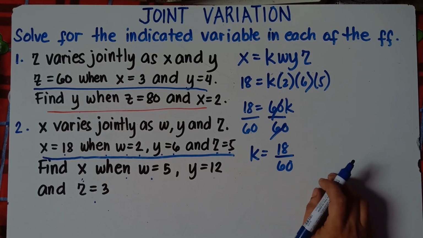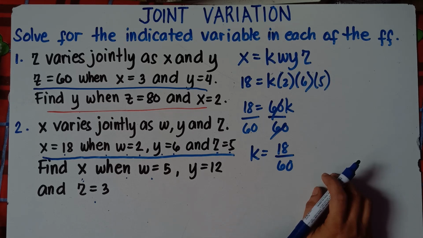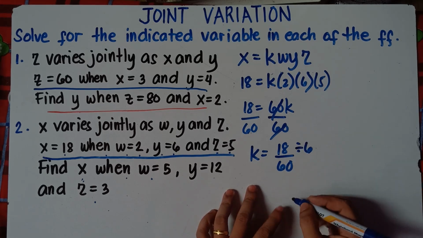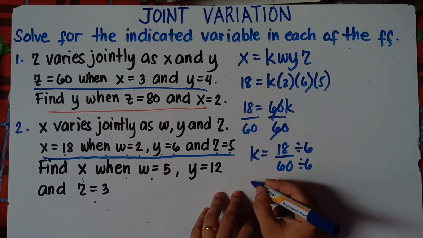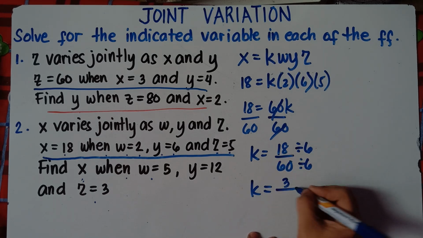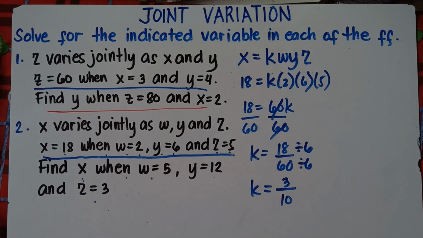So, what would be the greatest common factor, class? What would be the GCF? I think we can divide this one by 6, right? Can we divide 18 by 6? Yep. Can we divide 60 by 6? Yep. So therefore, our k equals 18 divided by 6, that is 3, over 60 divided by 6, that is 10. That's it, class. That's your answer for k, 3 over 10.